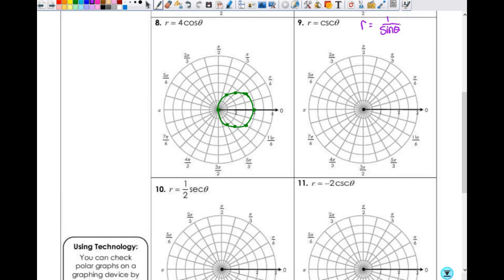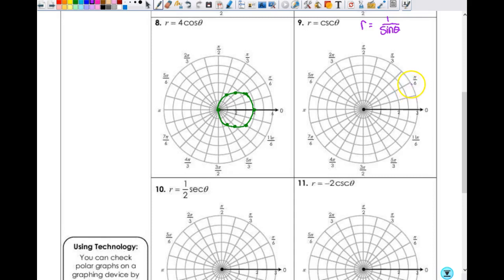So when I go to substitute things in, when theta is 0, what's the sine of 0? 0. So what is 1 over 0? Undefined, which means I don't have a point to plot here. Okay, so let's move on to pi/6. What's the sine of pi/6?